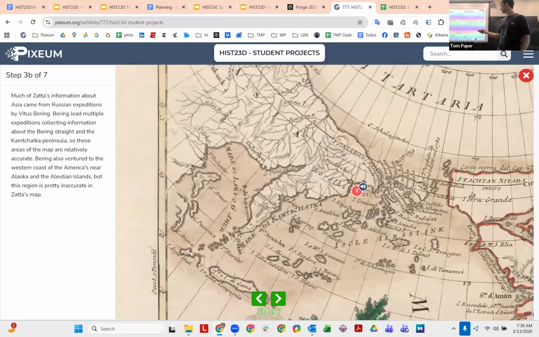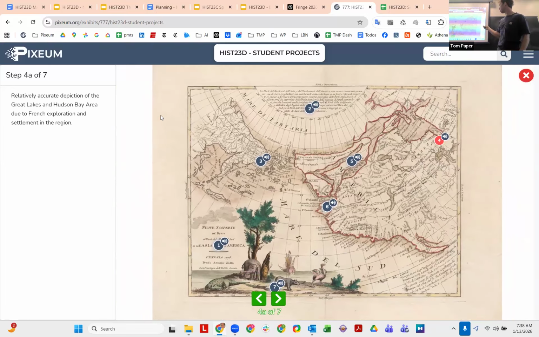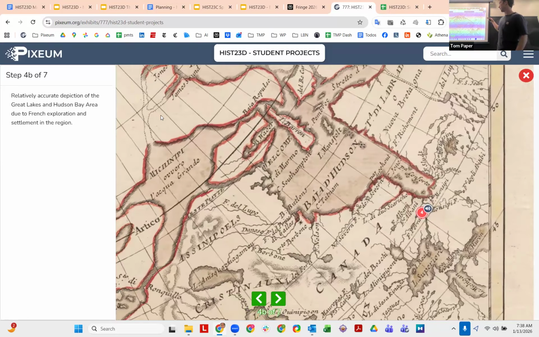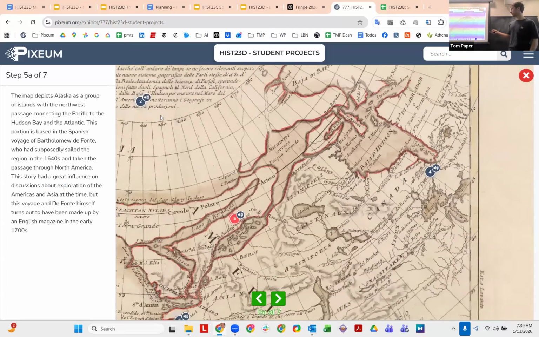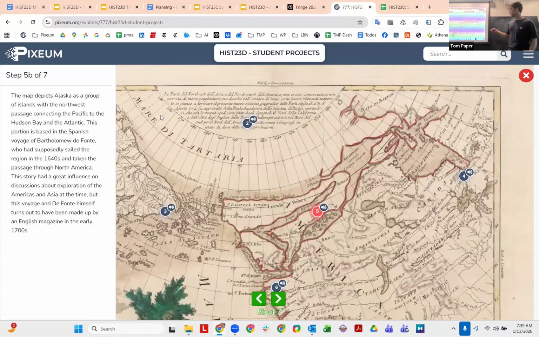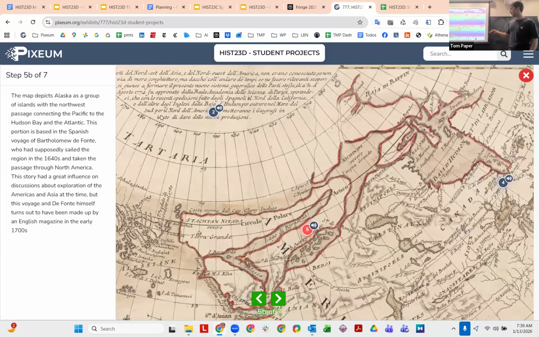The zoom. Yeah. And then due to French settlement and exploration in this central part of the Americas, the Hudson Bay and the Great Lakes were also somewhat accurate. There's again some inaccuracies in Lake Superior, but he has the general idea of that area. So this I feel is the interesting part. This is supposed to be Alaska, and he puts in the Northwest Passage.